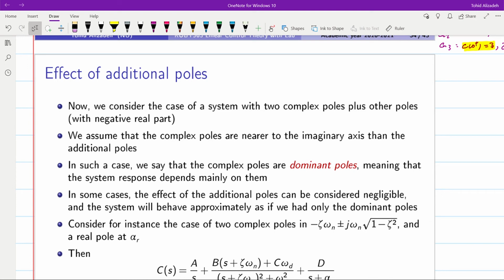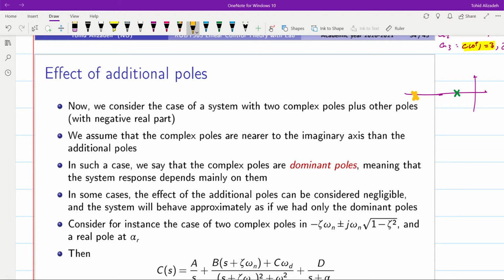Now we are going to consider the case in which we have a second order system and then we add a pole to it. So before moving forward, keep in mind that if we have a first order system, let's say a system with a pole here, and we add a second pole to this system, the system simply becomes a second order system which we already have considered. So we will not go through that, okay?